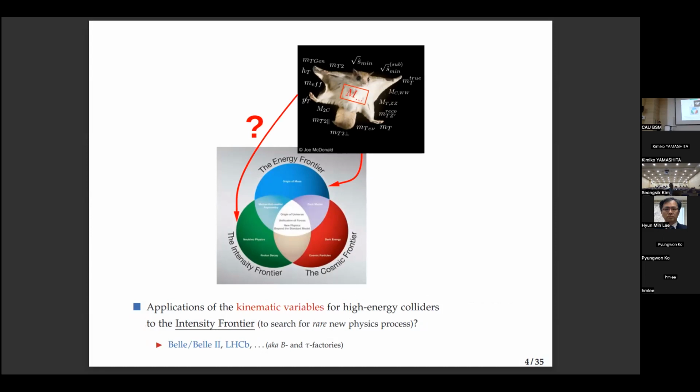So, in these experiments, we want to search for some light new physics models. The key player of this approach is the M2 variable, but to introduce this M2 variable, I must start with a discussion about MT2, because M2 is a kind of extension of MT2.